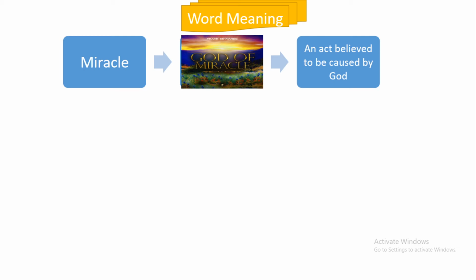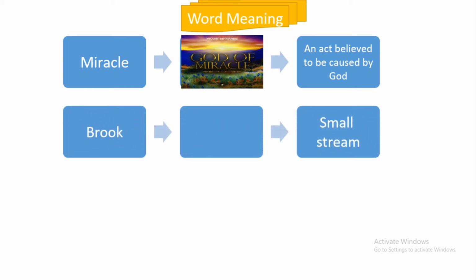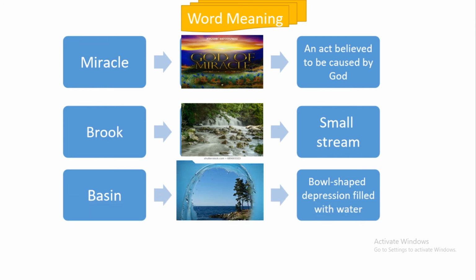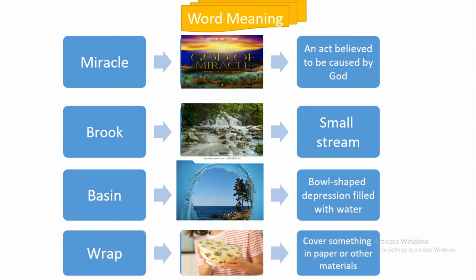The first word is miracle. The meaning of the word is an act believed to be caused by God. The second word is brook. The meaning of the word is small stream. The third keyword is basin. The meaning of this word is bowl-shaped depression filled with water. The next word is wrap. It means cover something in paper or other materials.